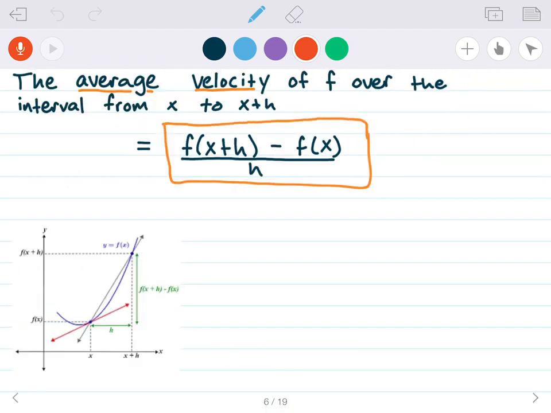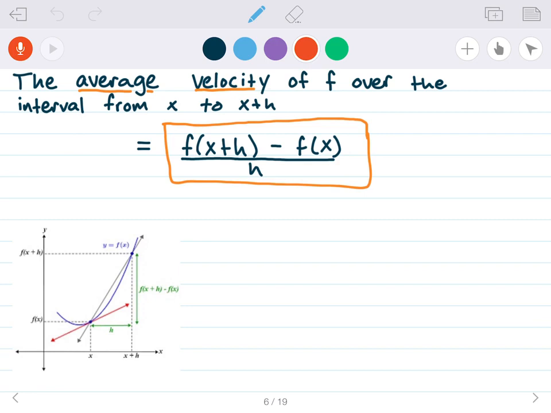Okay, so, all right, we just established average velocity is slope, and so I'm going to give you a formula for average velocity and a picture, okay, to show you kind of what I mean by this, okay? So if we're given a function f of x, okay, and you'll see why we're defining it this way in just a little bit.